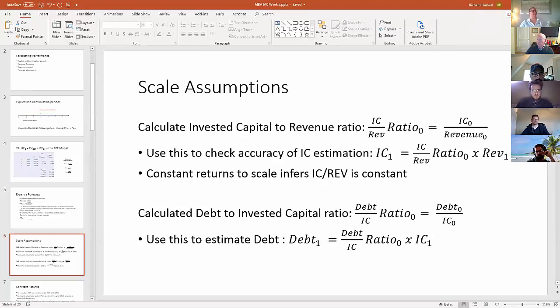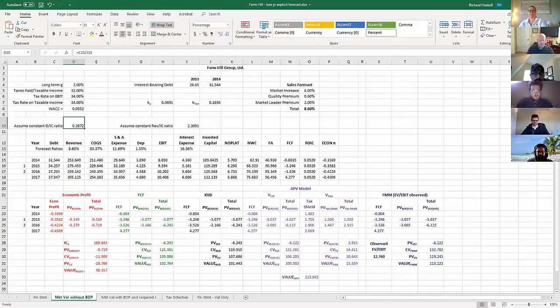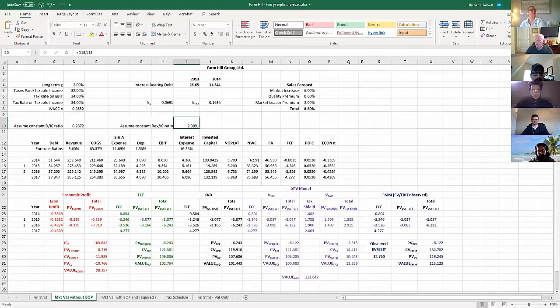Again, using Farm Hill. See here, I've set this up so I've got a constant revenue to invested capital ratio. And I don't care if you use revenue to invested capital or invested capital to revenue. It's a constant ratio that you can then use to help you forecast something. So if I'm wanting to forecast my invested capital, rather than do it by adding net working capital and fixed assets, if I've got a constant relationship here with revenue, I should be able to use that relationship. And I should be able to forecast my invested capital.